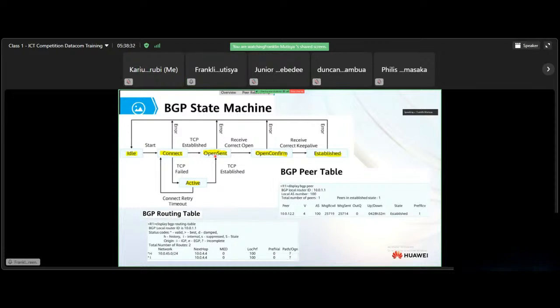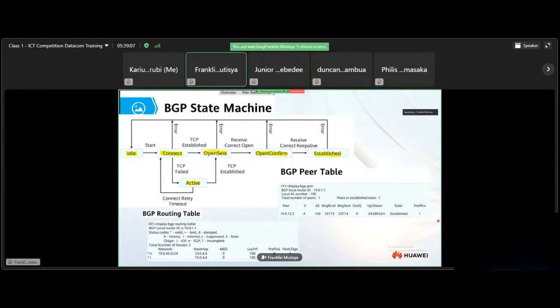Open messages are sent to initiate the BGP negotiation process, and then we transition to open confirm. Here we start sending keepalive messages. Once we acknowledge keepalive messages, BGP is established. When you're checking the BGP peer relationship between two devices, use the command display bgp peer. It will show you established or idle. If you see idle, it means it is still reattempting.